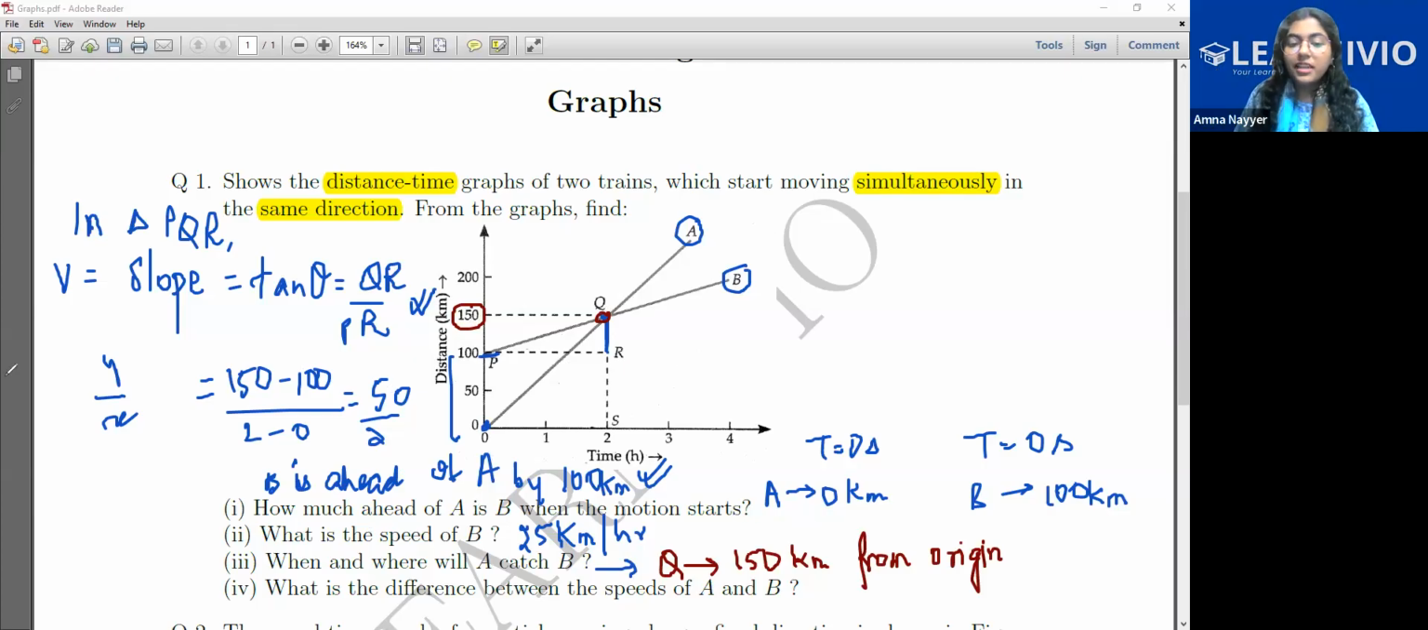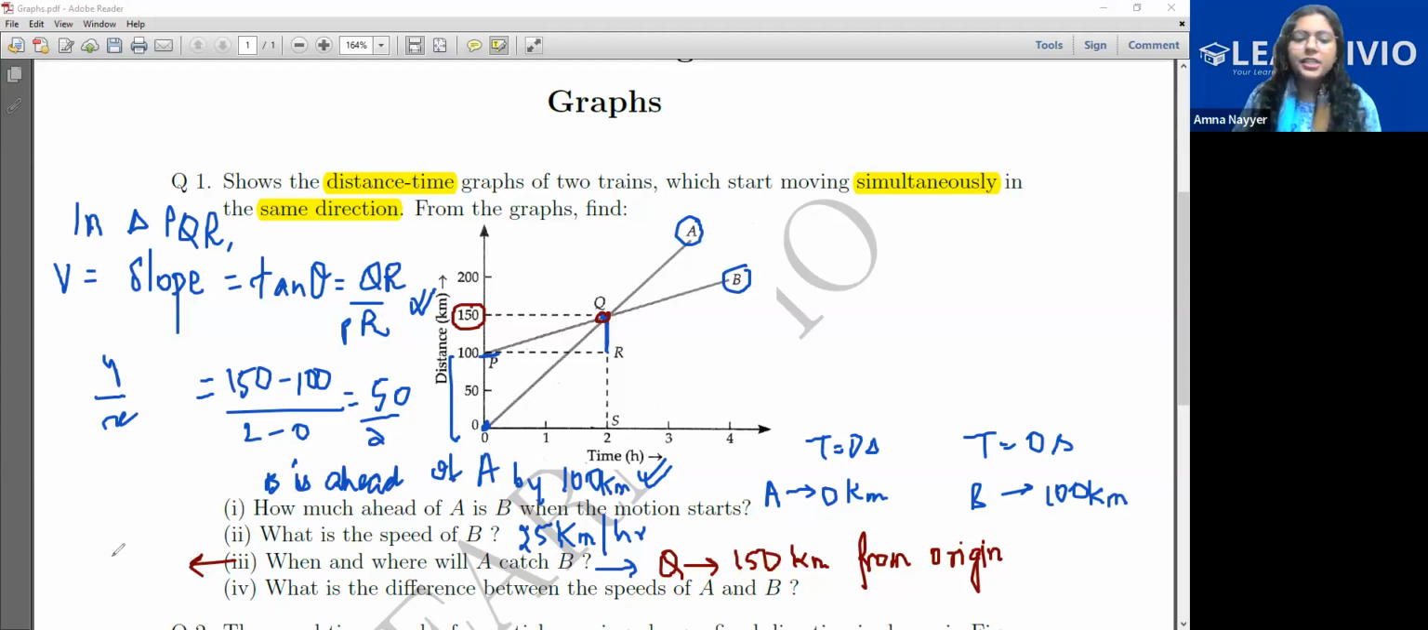And when will they catch? So at the Q point, what is the time? 2 hours from the origin, right? 2 hours from their beginning. So when and where A will catch B means when they both will intersect each other. They are moving simultaneously and they are meeting at a point.